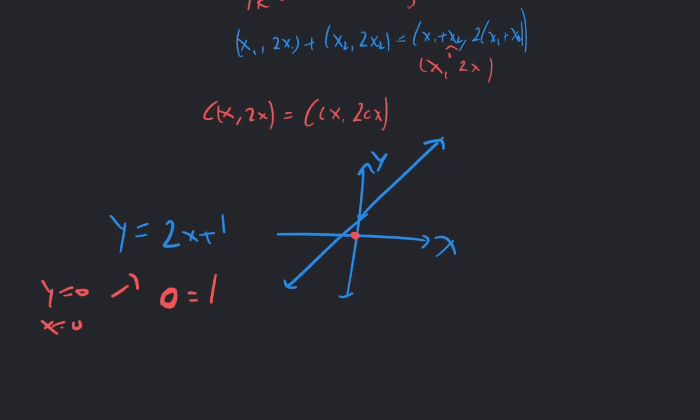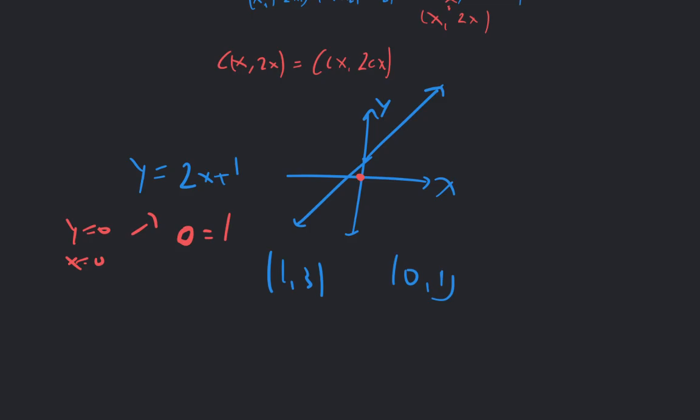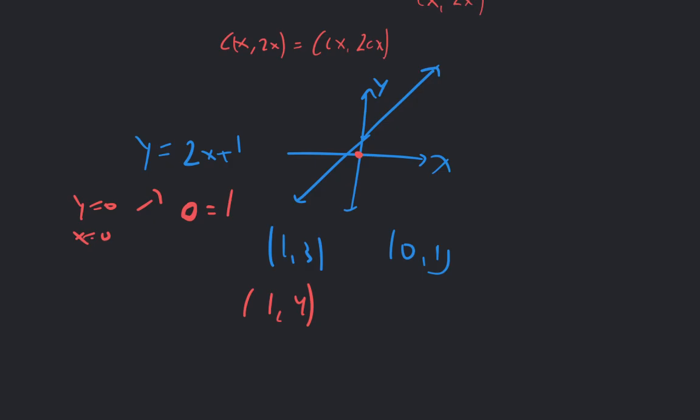We can also take 2 points. Let's take 1, 3 and 0, 1. 2 points. We add them together. That should give us 1, 4. But 4 does not equal 3. So it's not closed under addition.